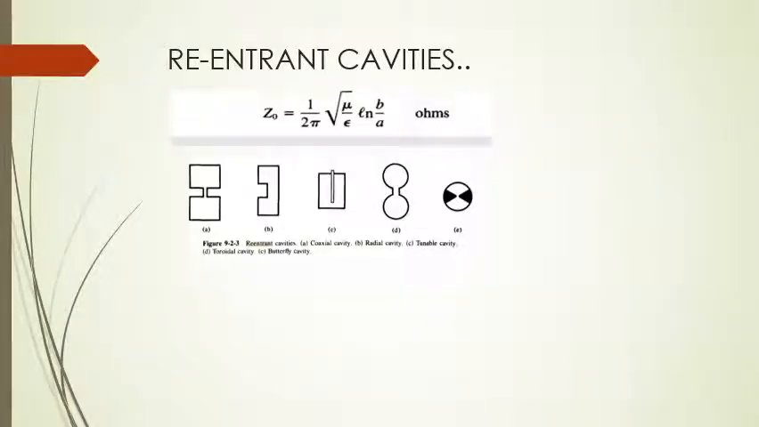In today's lecture, we will be discussing re-entrant cavities. Re-entrant cavities play a very vital role in microwave engineering because klystrons, multi-cavity klystron, reflex klystron all use re-entrant cavities. What is so special about these re-entrant cavities? The special thing about re-entrant cavities is that they are known to have resonant points. Resonant points means they can resonate at an infinite number of modes of oscillations.